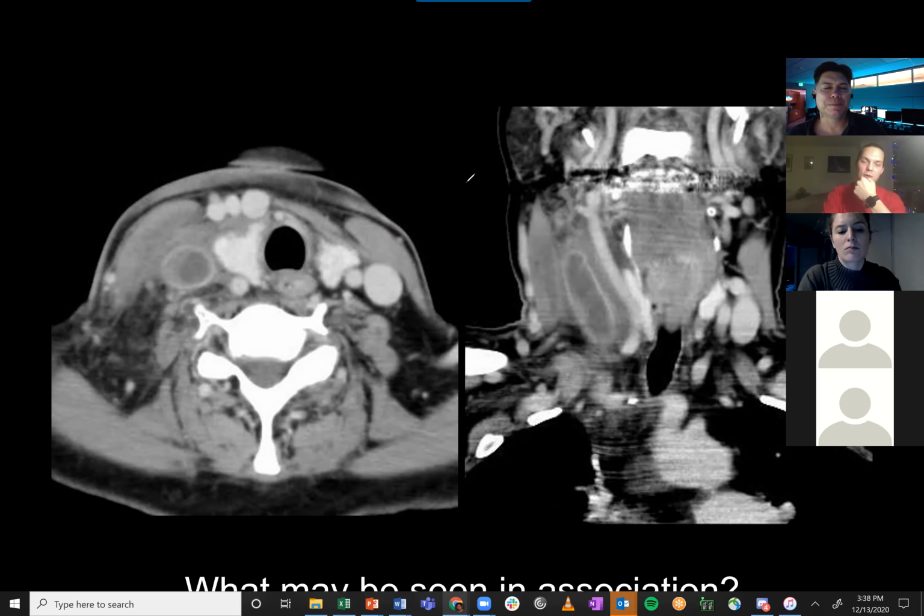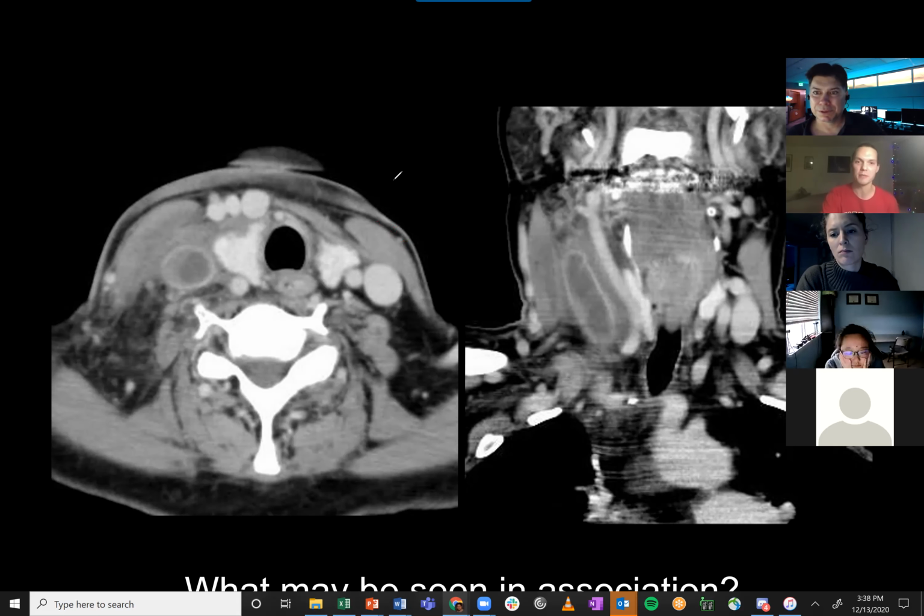Yeah, it looks like it's thrombosed to me. And then I see a good amount of surrounding fatty inflammation. So right, dirty fat, stranding in the fat. Could this be like a thrombophlebitis here? Thrombophlebitis, that's right. So it's more than just thrombosis.